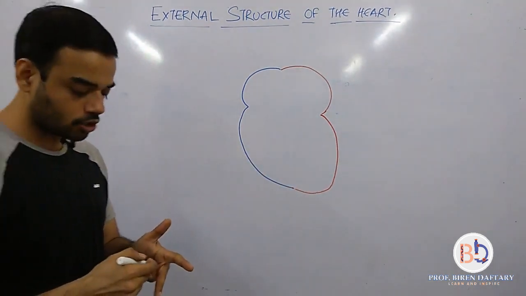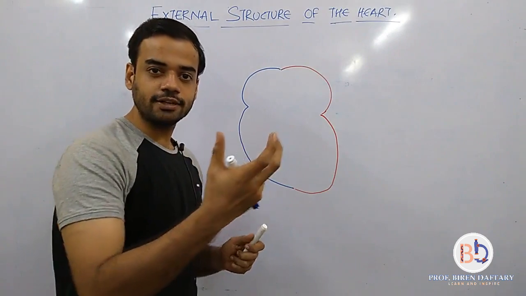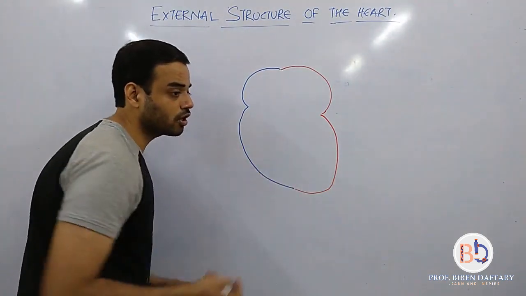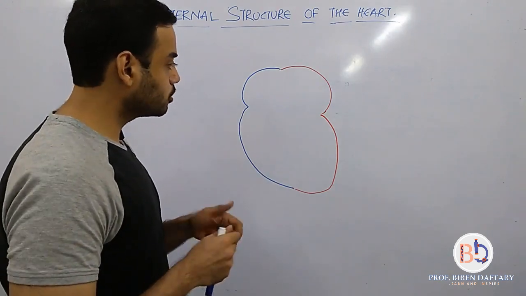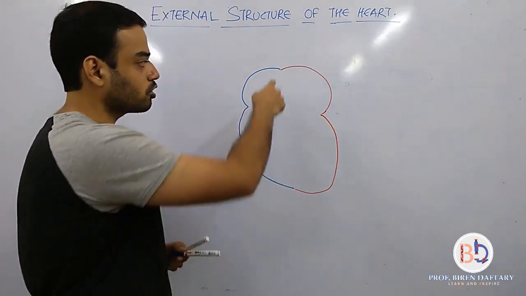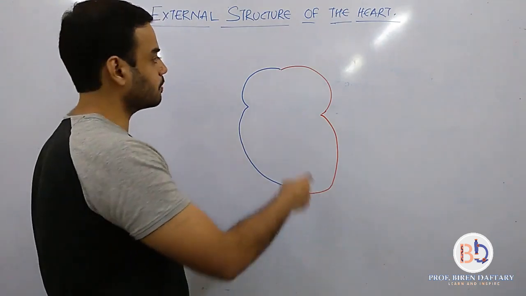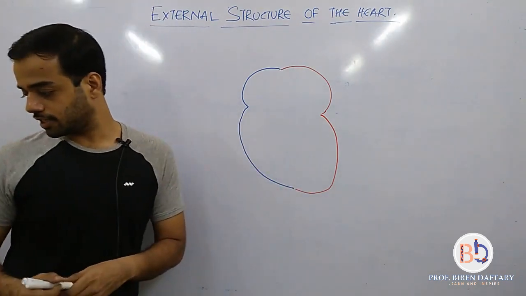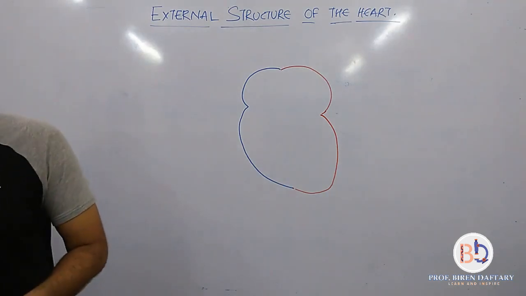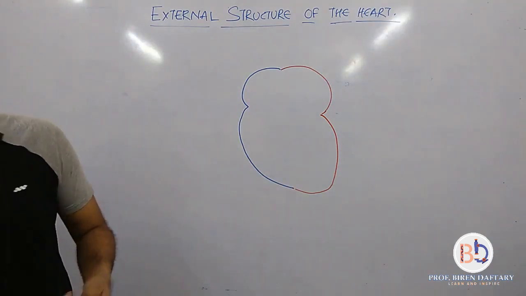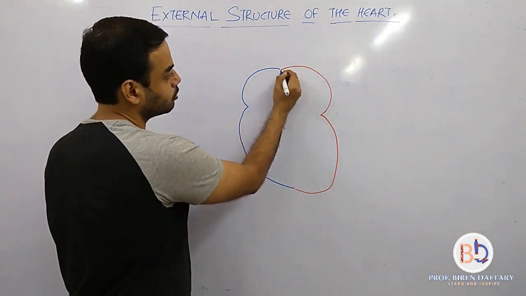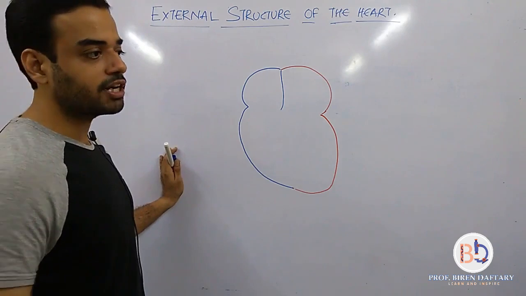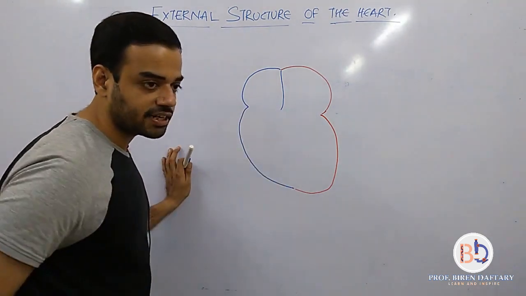This is how your heart looks when you see it sideways or from the front. Now what I am going to do is draw the boundaries present. The first boundary is present between these two atria. I will use the blue ink and draw this boundary. Similarly, there is a boundary between the atria and the ventricles.